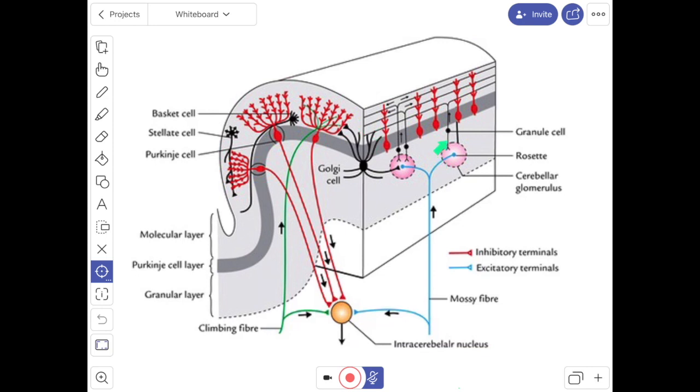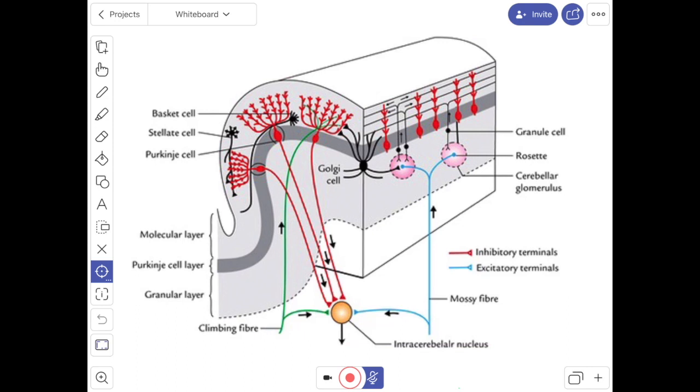So now we'll see about the cerebellar glomerulus. The cerebellar glomerulus is a complex synaptic structure consisting of the following components. You have the rosette, or the core of the glomerulus, which is formed by the termination of the mossy fiber. Then you have the dendrites of the granule cells, about 20, synapsing with the rosette. Then you have the axons of the Golgi cells synapsing with the rosette and with the dendrites of the granule cells. The total number of neurons in the cerebellum is more than that in the rest of the brain.